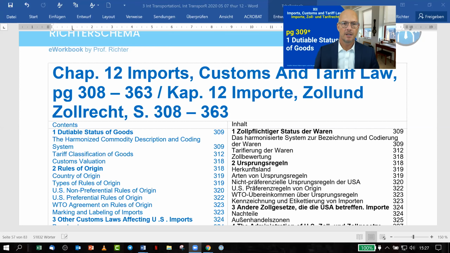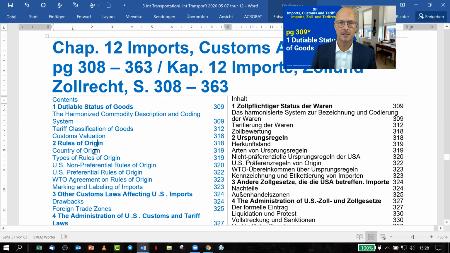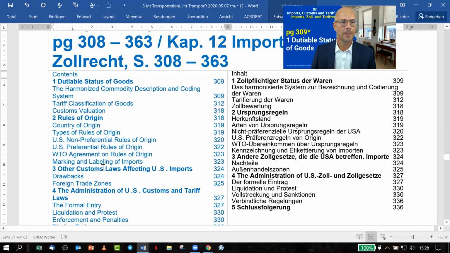In the second chapter, we talk about the rules of origin, because this is very important. Sometimes you need a certificate of origin, and it sometimes depends on the origin which customs duties you have to pay. So the customs tariffs depend on the origin. We will see some very interesting cases on this.